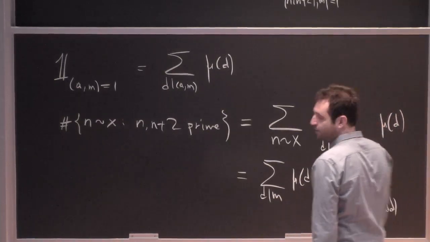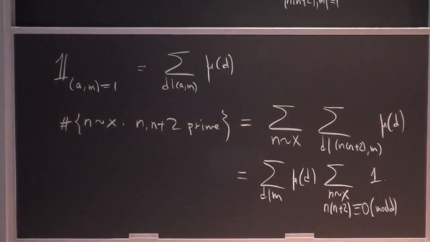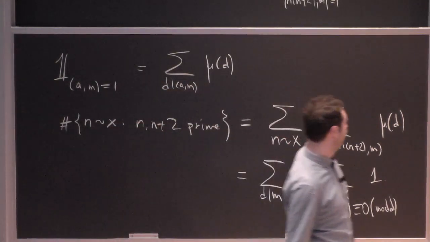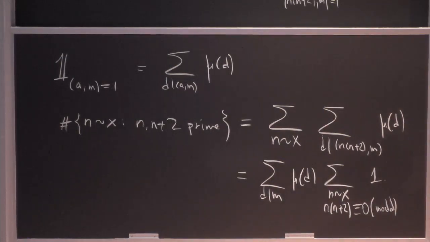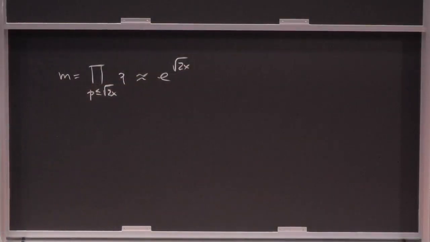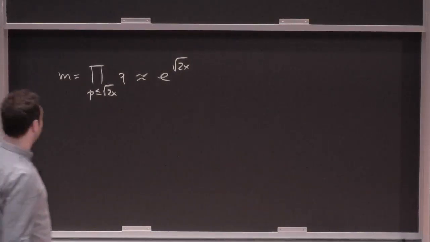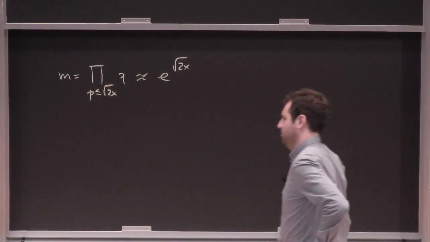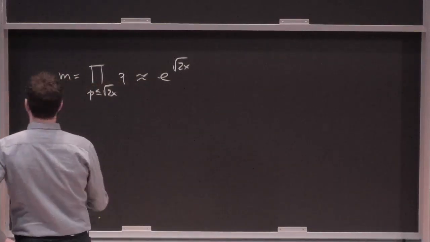Okay. And now we see this and we're stuck. And why are we stuck? Because these divisors here of m can get really huge. So m here is the product of primes up to square root of 2x, which is about e to the root 2x. And we can certainly not count integers of size more or less x in progressions that are of size even x to the 1 plus epsilon. And for a long time, this is where the subject was stuck till Brun took it into his hands.